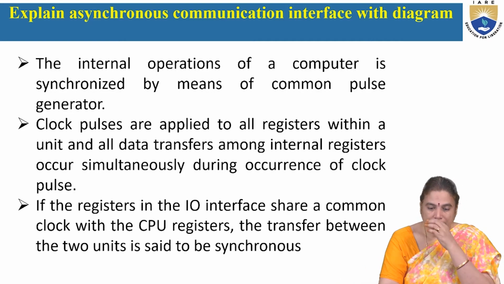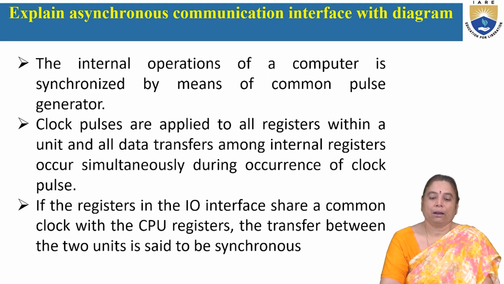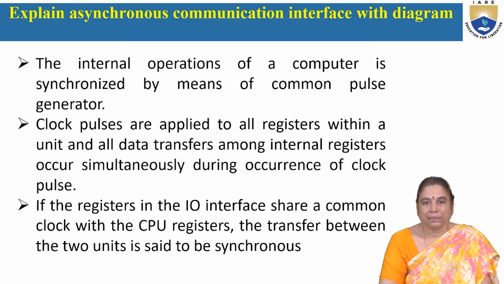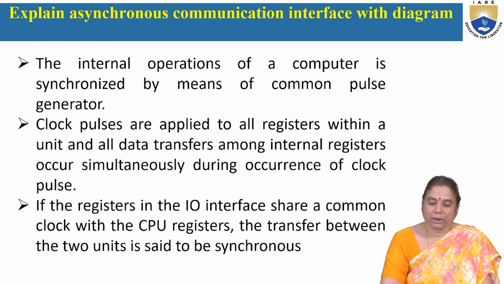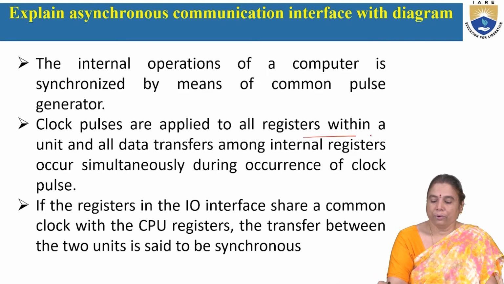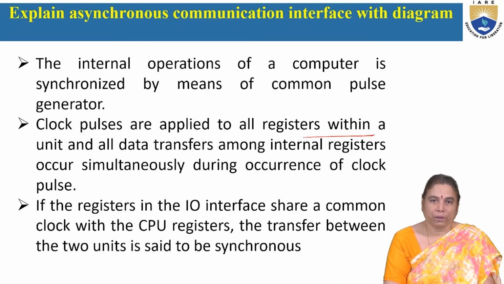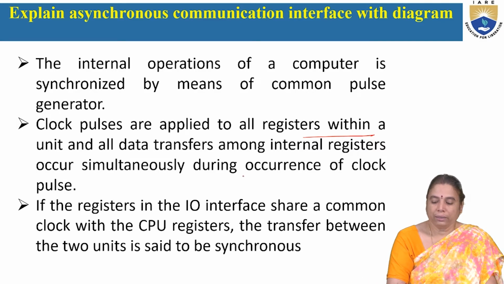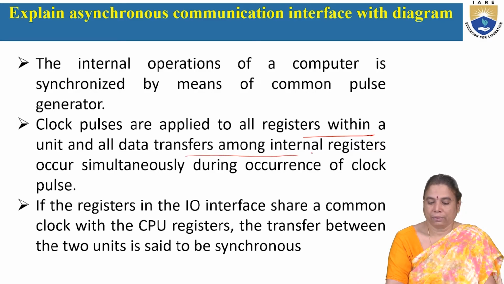The next question is, explain asynchronous communication interface with diagram. So here the internal operations of a computer are synchronized with the clock signals. The sequence counter of the control unit can generate these clock pulses. These clock pulses can be applied to the processor registers and the various functional units of the computer that are involved in the data transfer operations.